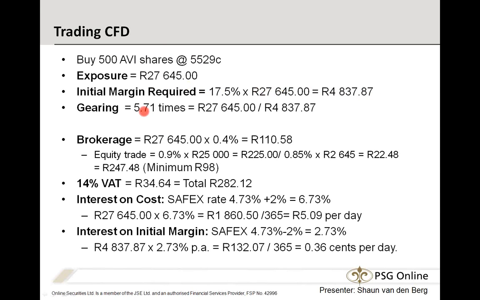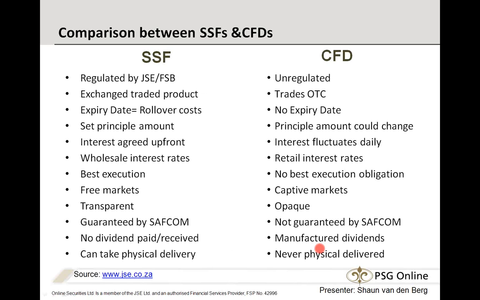So my gearing in this situation is, say, nearly 6 times. My brokerage, 0.4%, so it's 110 rand. If it was a normal equity trade, it would cost me 225 rand. Okay, that's for the first 25,000 rand. And then for the next amount outstanding, another 22 rand. So minimum 247 rand if it was a normal equity trade. Okay, plus my VAT. So when it comes to single stock futures, obviously there's interest on the cost, and you receive interest on your margin. So it's going to cost you 5 rand a day, and you'll be receiving 36 cents a day on your deposit. Okay, so that's where the differences come in.